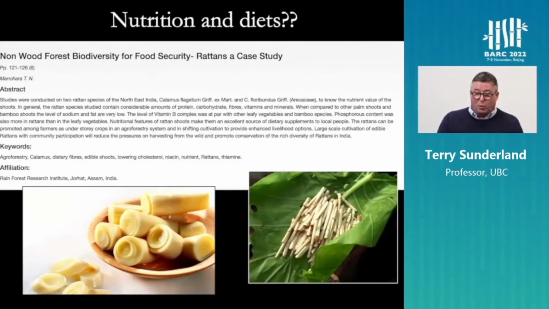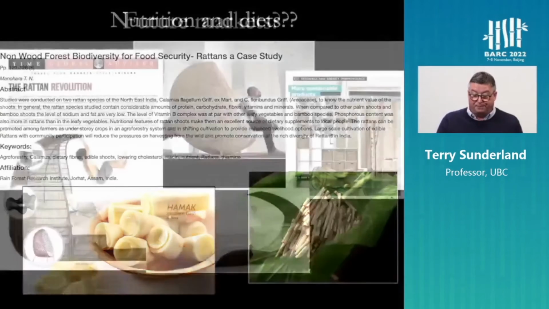The rattans do provide some edible materials. The growing point or palm heart is something that's harvested by a lot of rural communities and contributes considerably to the nutritional value of local diets, particularly levels of vitamin B.